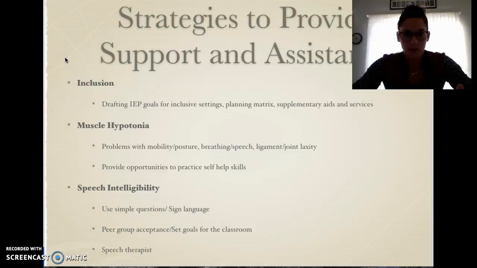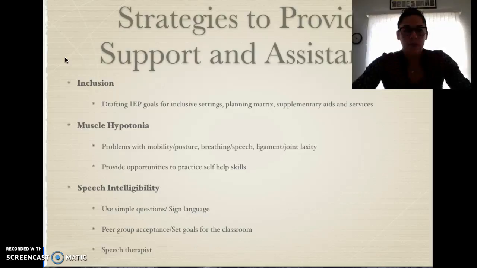And lastly, all the supplementary aids and services that the student and teacher will need should be reflected in the IEP. So any behavioral plans, curriculum modifications, augmented communication, assistive technology, etc. should be in there.